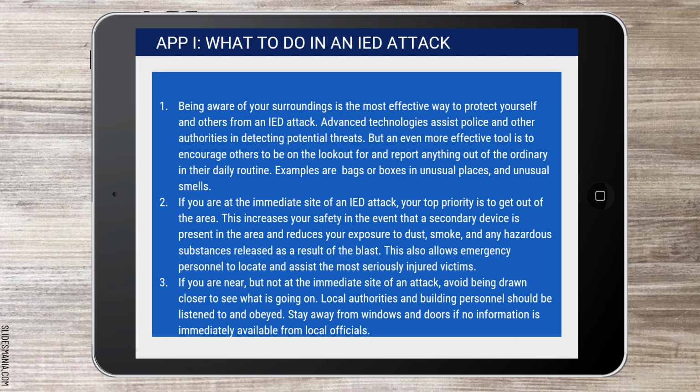Lastly, if you are near but not at the immediate site of attack, please avoid being in that area. I know that when there's a big commotion, a big scene going on, it can be so easy to get caught up and find out what's going on. However, this is the most dangerous thing that you can do for yourself. So please, if there's authorities, listen and obey them. And if you can, stay away from windows and doors.